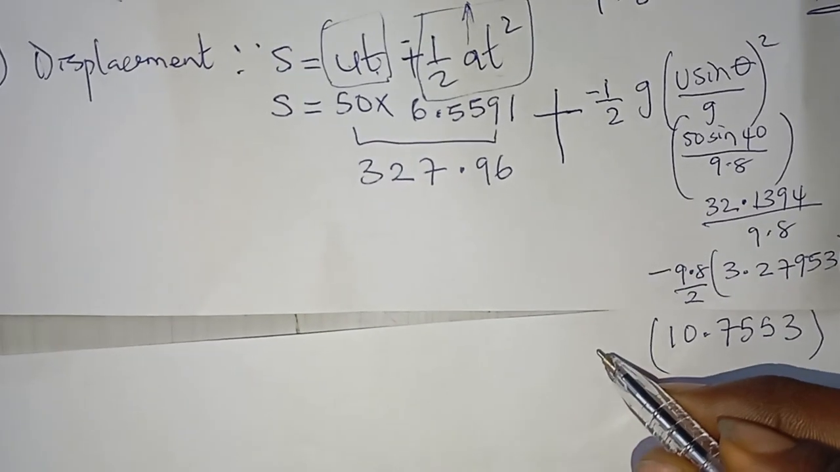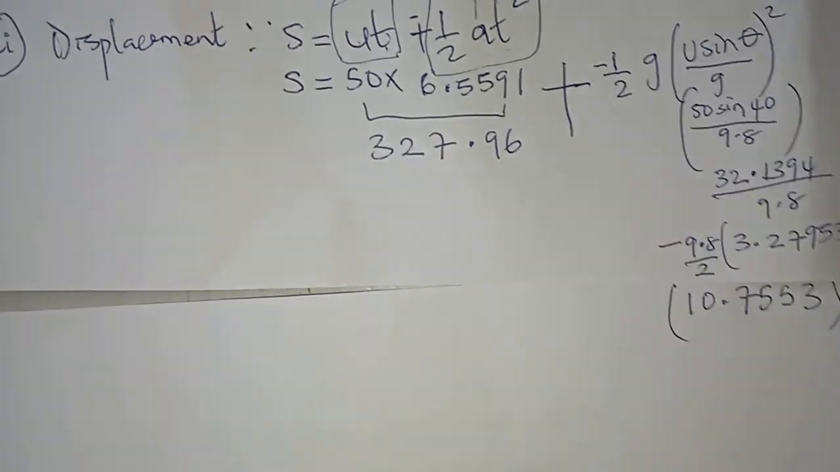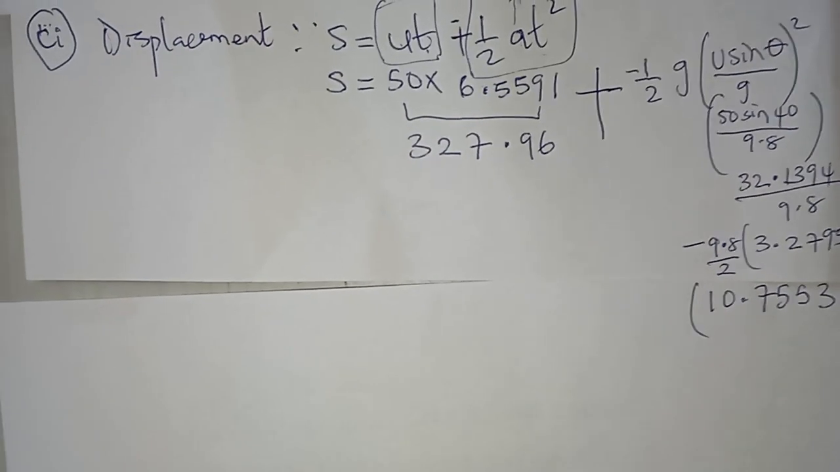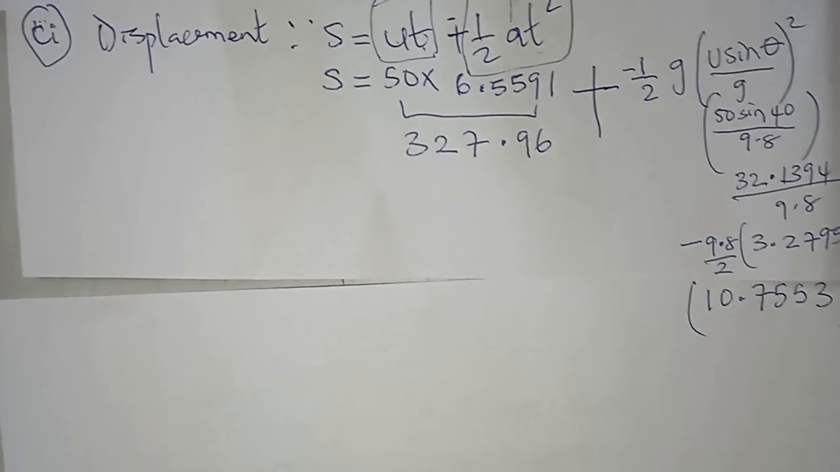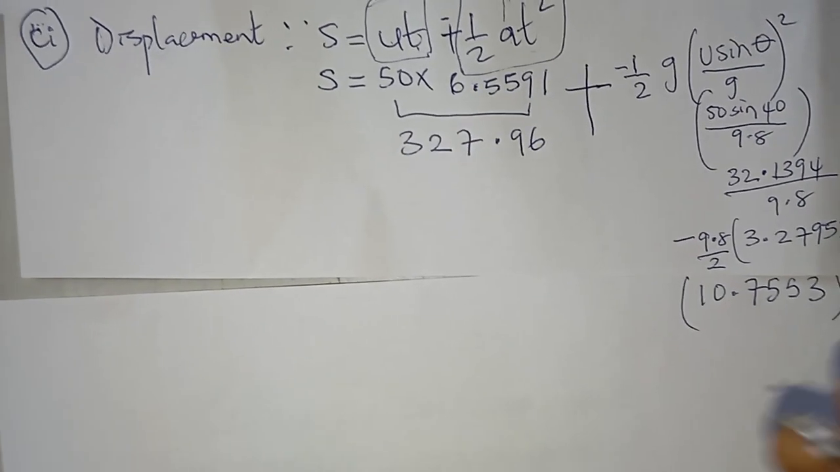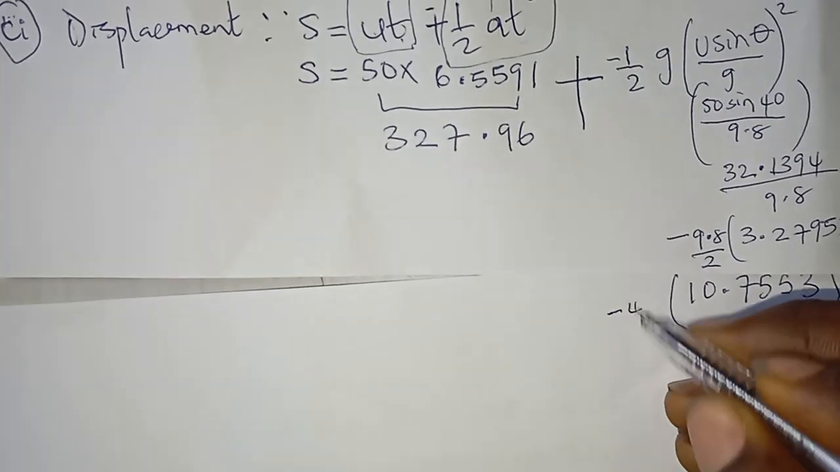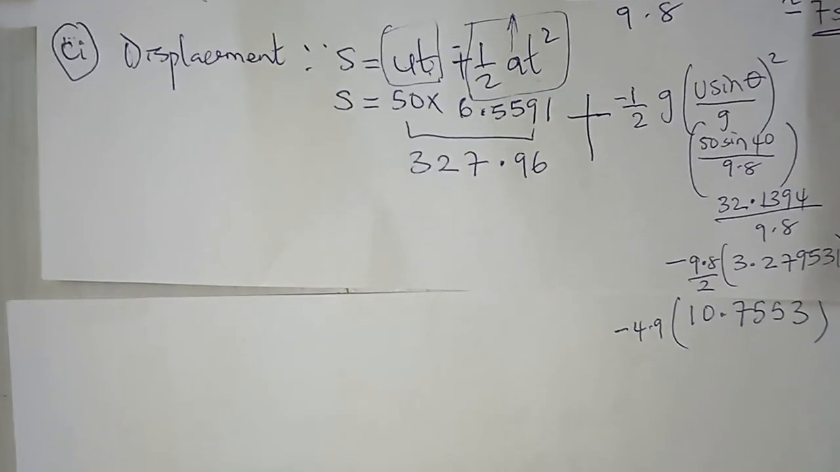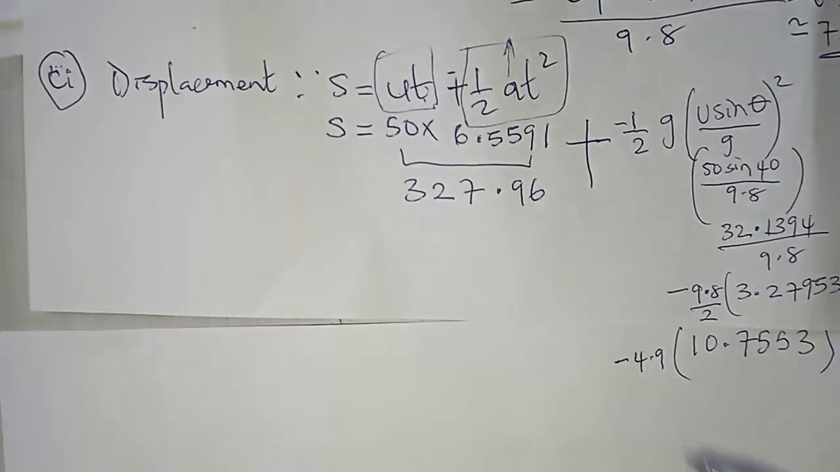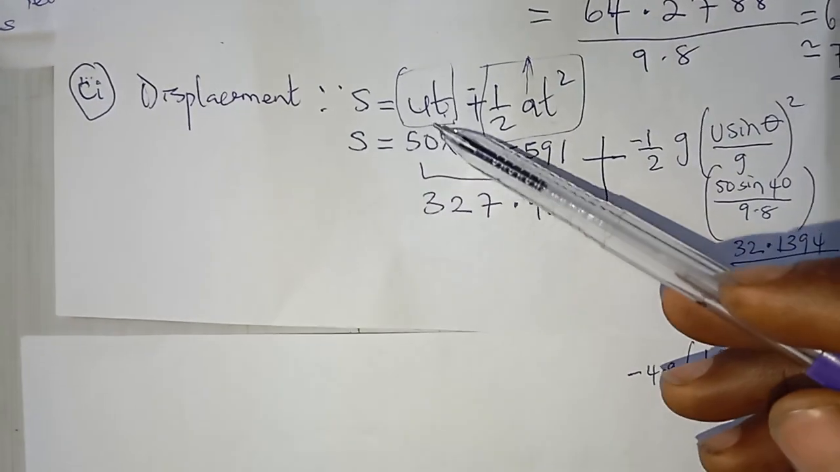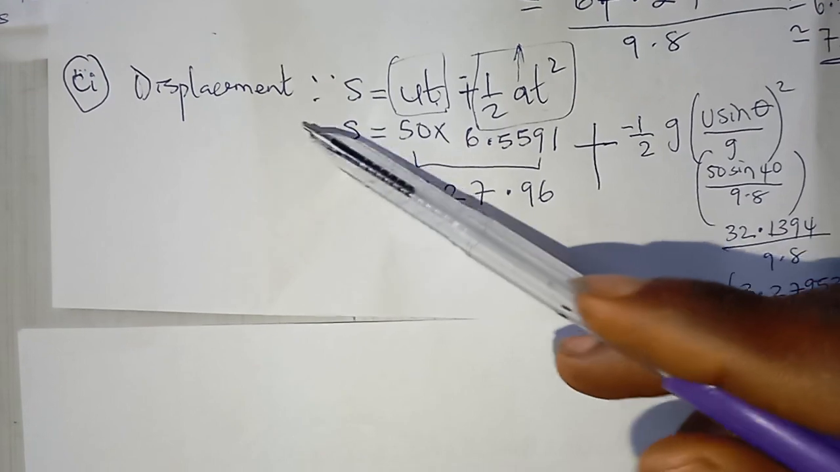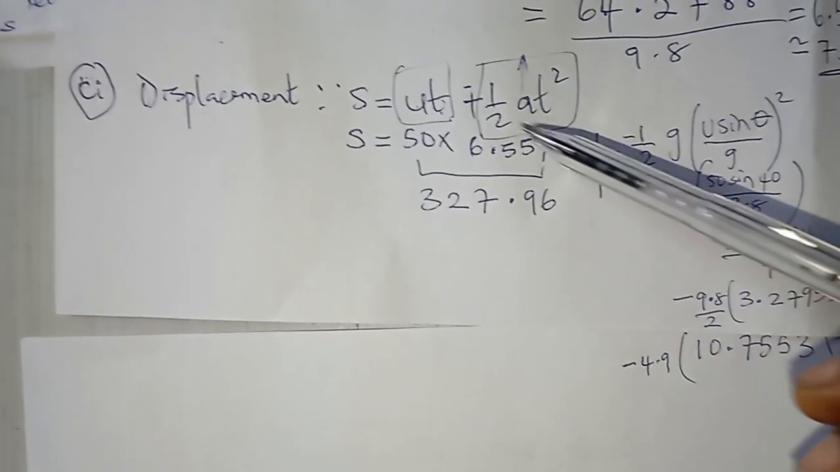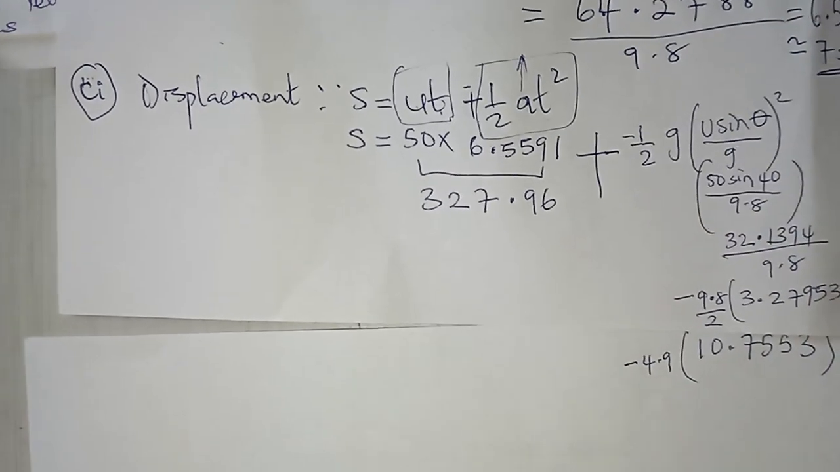Then remember that I have minus 9.8 divided by 2. If I do 9.8 divided by 2, I have 4.9. So I have minus 4.9. I'm trying to solve this part first. It's more like displacement. The total displacement of the projectile is horizontal displacement plus vertical displacement, but by the time you add it, because the vertical is going up, it will have a minus sign.